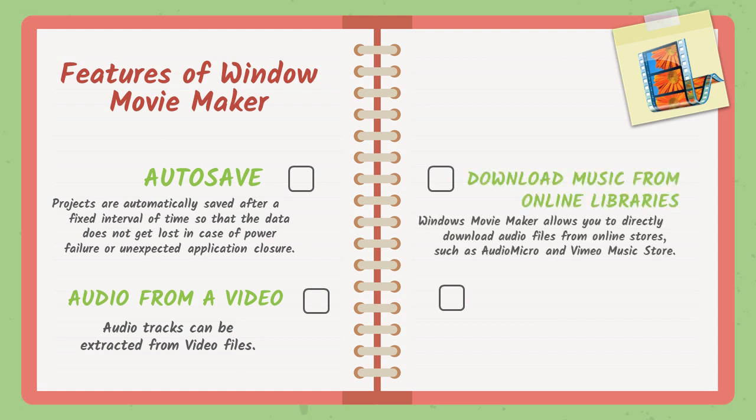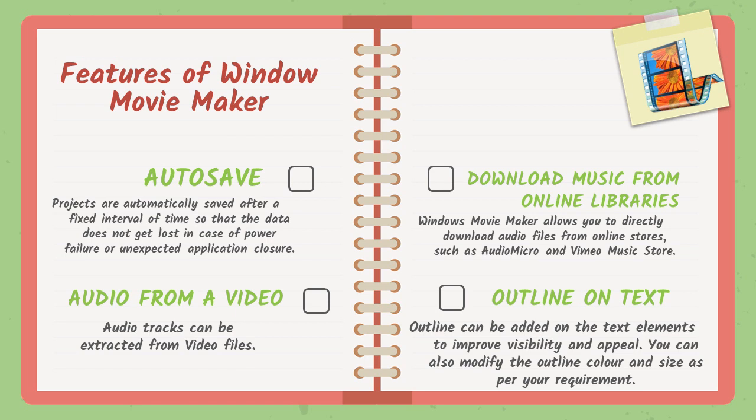Third, download music from the online libraries. Windows Movie Maker allows you to directly download audio files from online stores such as Audio Micro and Vimeo Music Store. Fourth, outline on text. Outline can be added on the text elements to improve visibility and appeal. You can also modify the outline color and size as per your requirement, as you can do in a Microsoft Word document.